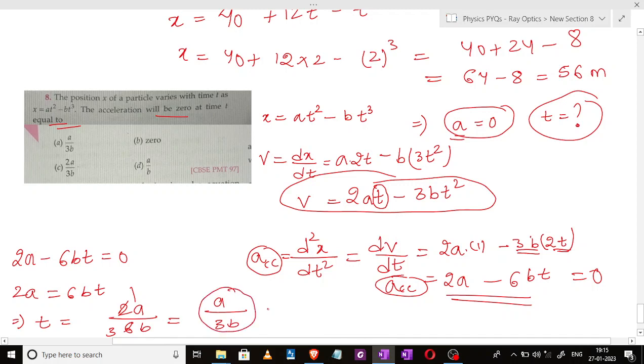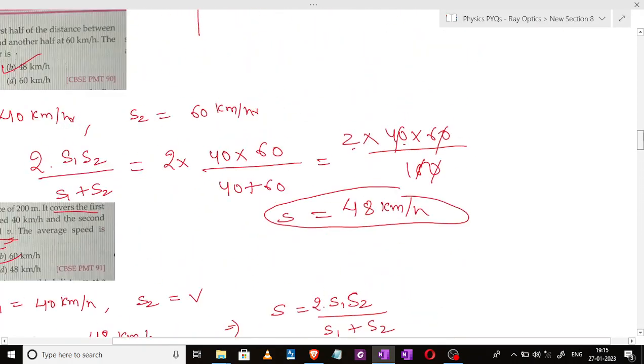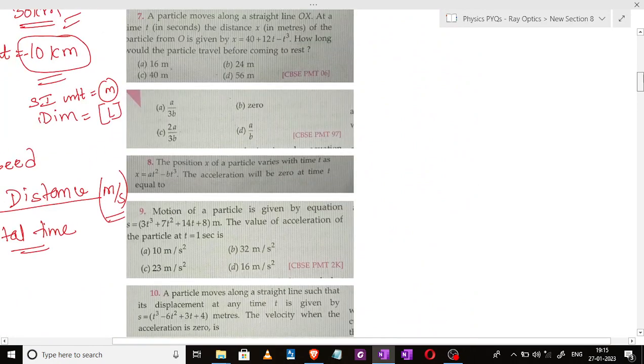So at time t is equal to a by 3b, what will happen? The acceleration will become 0. So the option is the first one, a by 3b. Okay, done. Now let's move on to the next question, right?